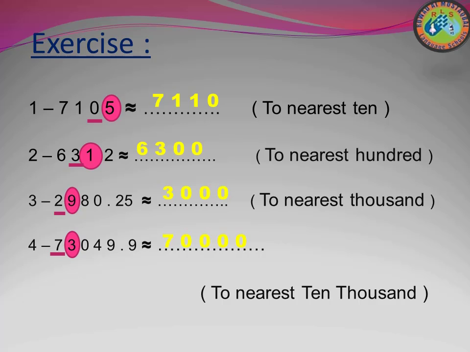Here I have a very important note. When I approximate a number to the nearest 10, it will have 1 zero in the units place. When I approximate a number to the nearest 100, it will have 2 zeros, units and tens. When I approximate a number to the nearest 1,000, it will have 3 zeros, units, tens, 100. When I approximate a number to the nearest 10,000, the number will have 4 zeros, units, tens, 100, 1,000. So the only number that will be changed is the required number.